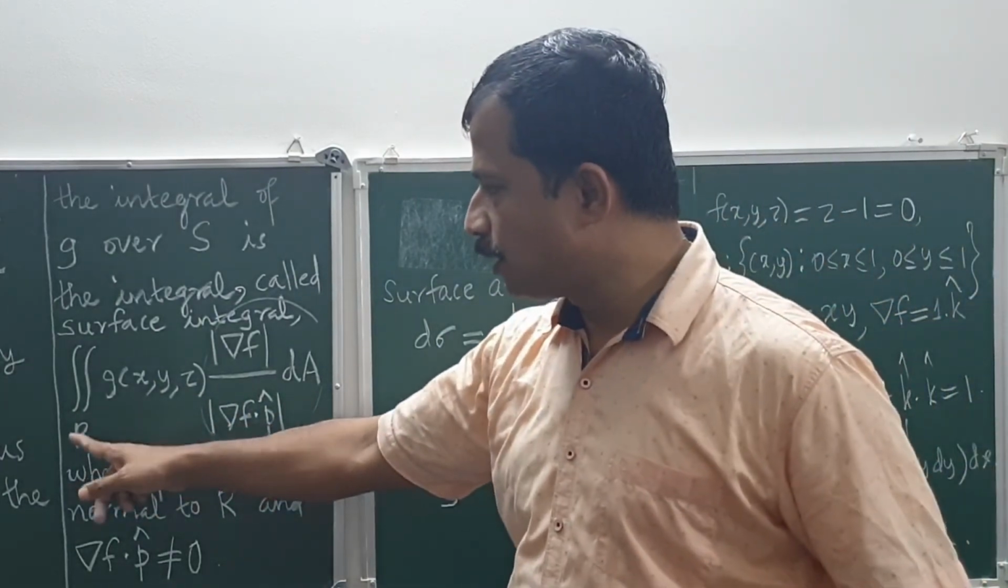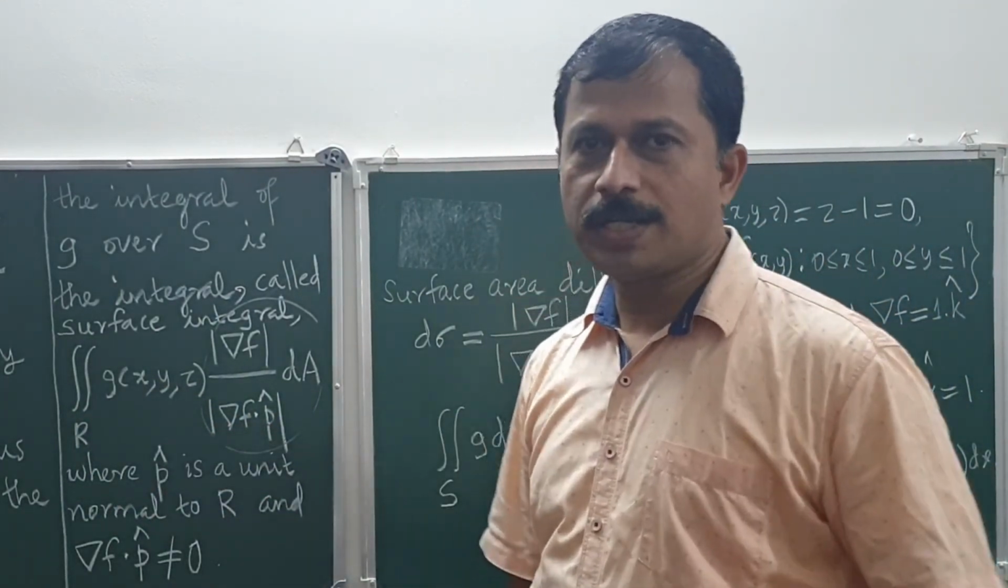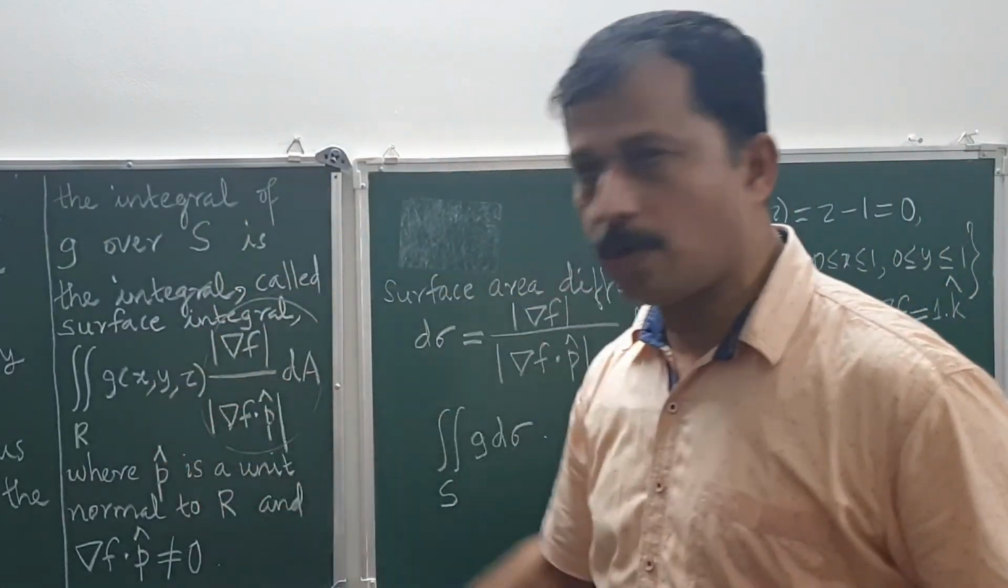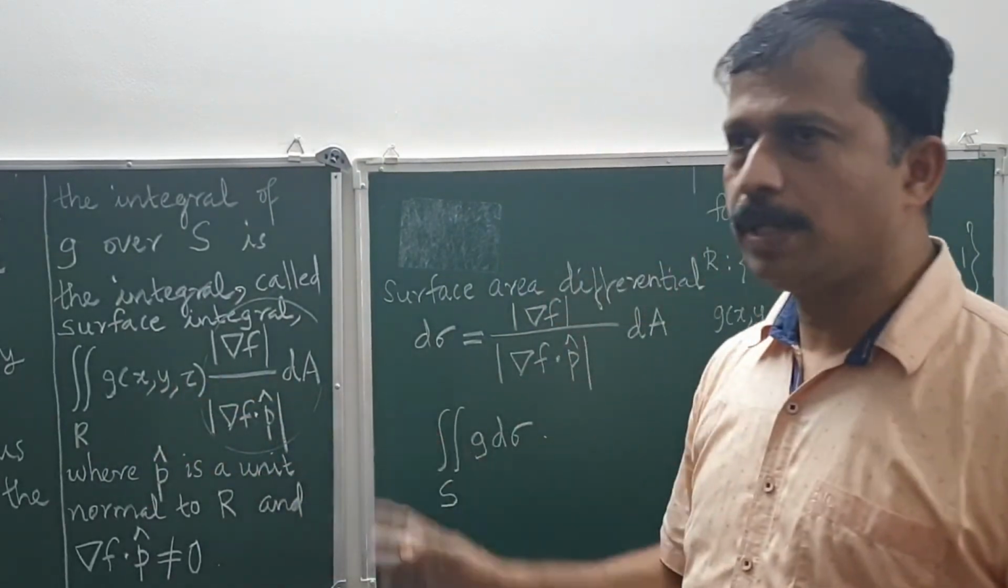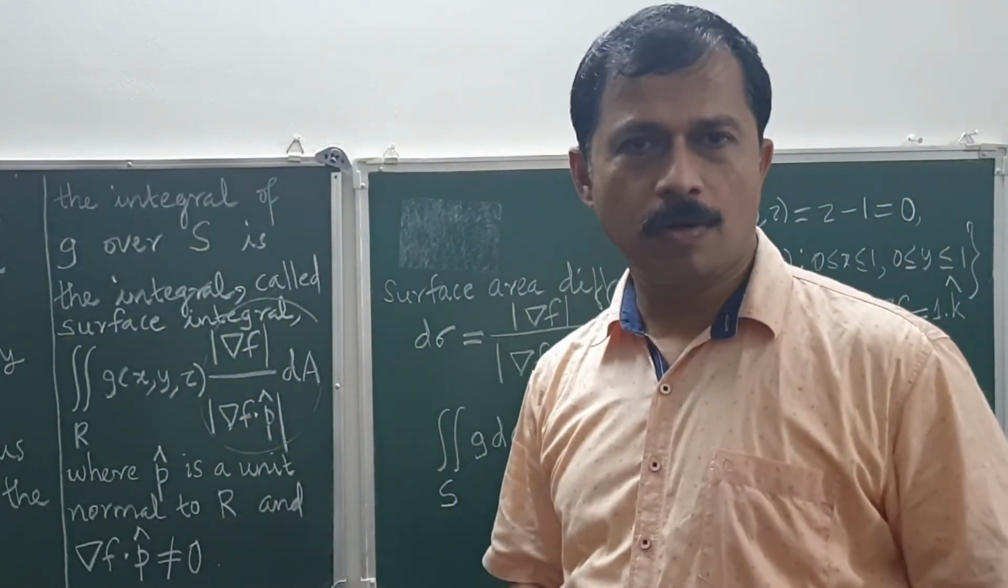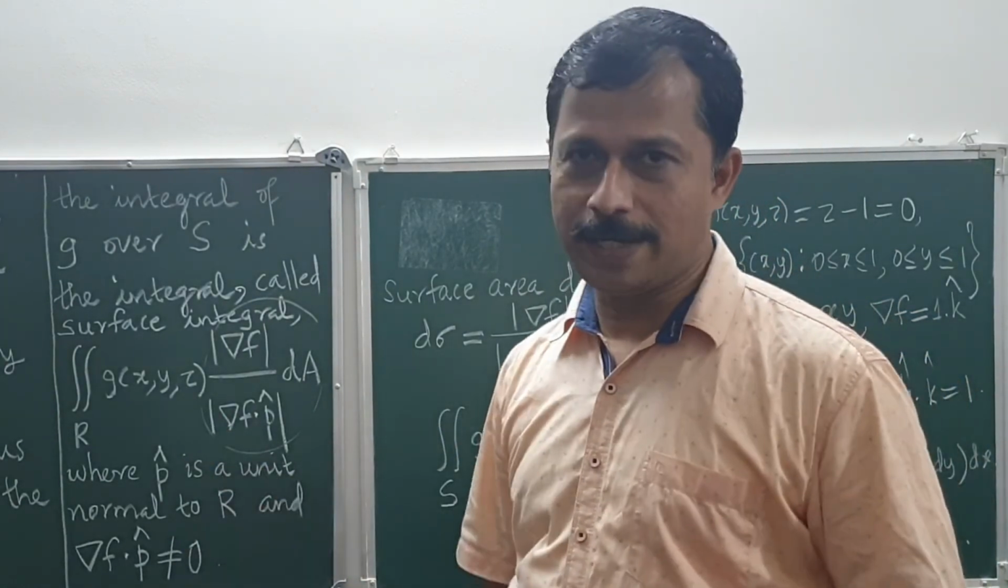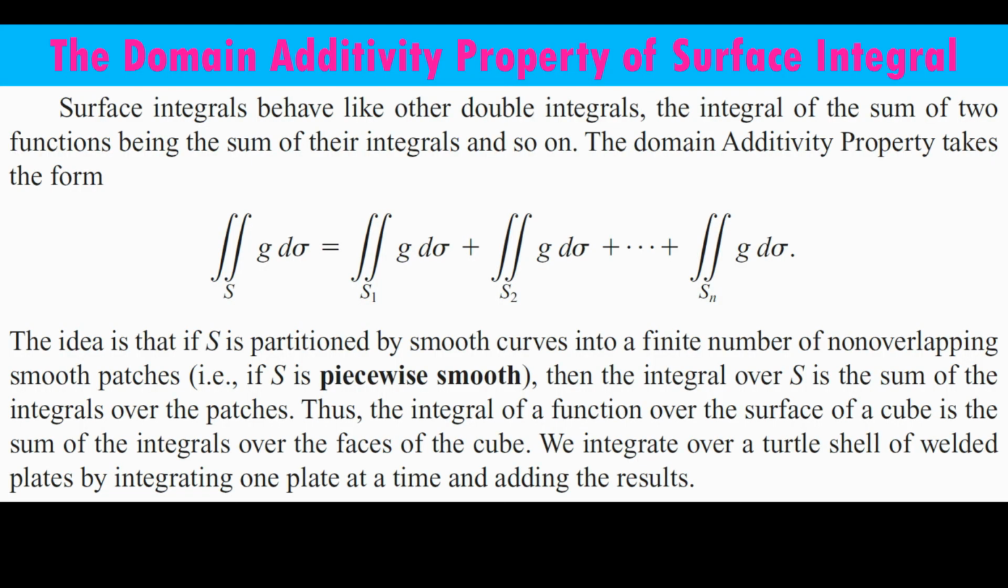Here we have the double integral over R. The region of integration is R, and this surface integral is converted to this form, and this form can be handled by using the idea of double integrals of functions of two variables. That is the idea. We now state the domain additivity property of surface integrals. On evaluating surface integrals, we have seen that they are converted to double integrals over the region R, where R is the shadow of the surface S.